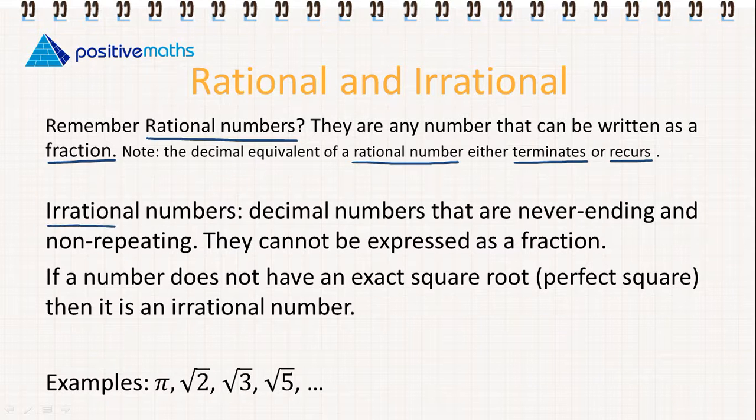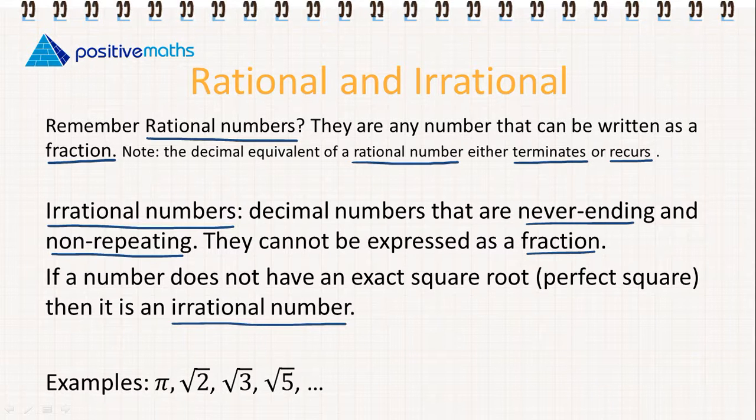So then getting on to irrational numbers. These are decimal numbers that are never ending and non-repeating. So they don't terminate and they don't recur. They cannot be expressed as a fraction. So if a number does not have an exact square root, a perfect square, then it is an irrational number.